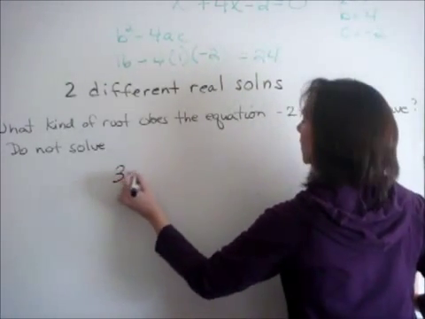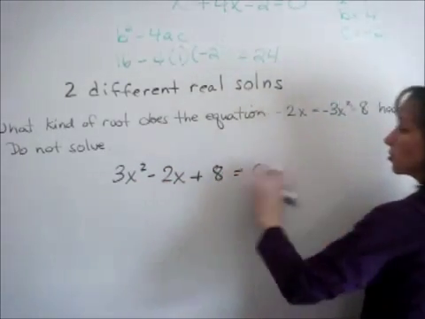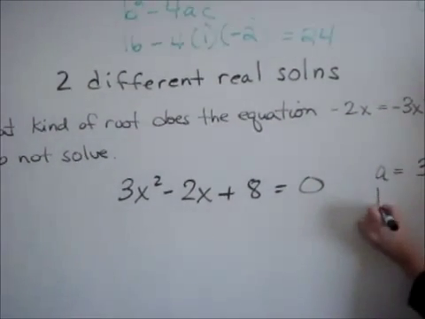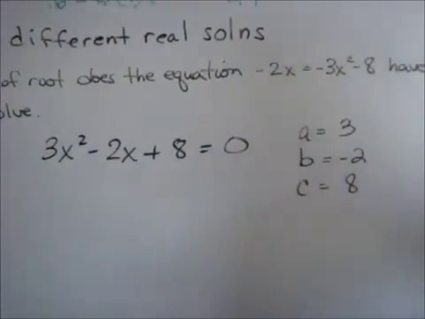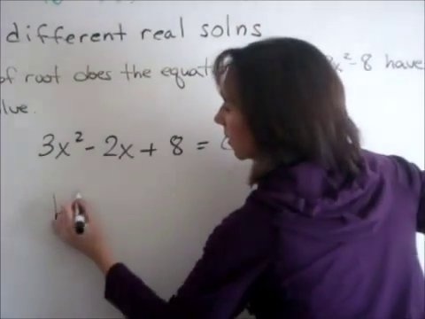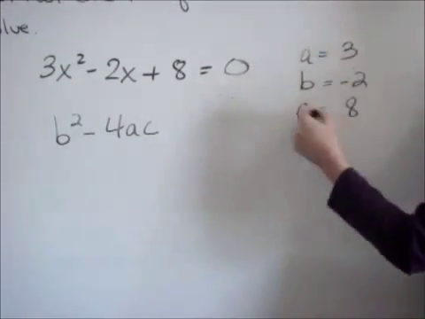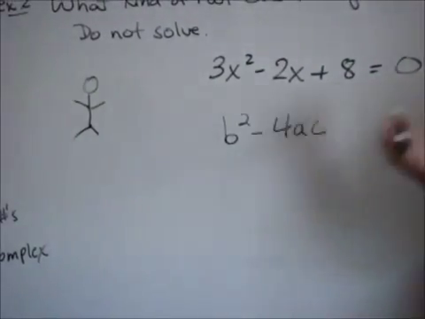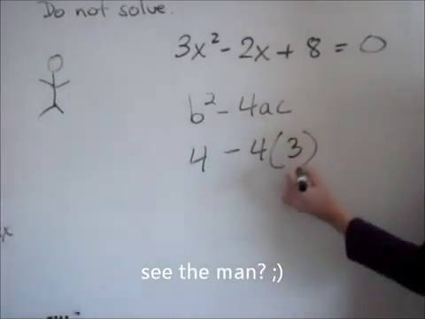So we get 3x squared minus 2x plus 8 equals 0. So just rearrange it in standard form. A is going to be 3, B equals minus 2, and C equals 8. We take our discriminant, which is b squared minus 4ac, and we plug our numbers in. So we get 4 minus 4 times 3 times 8.